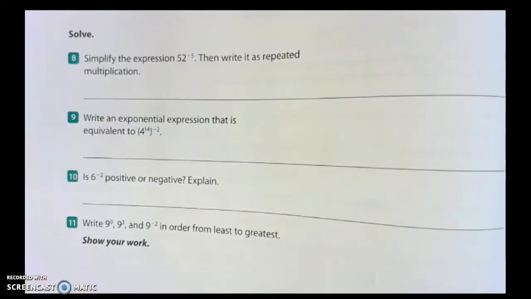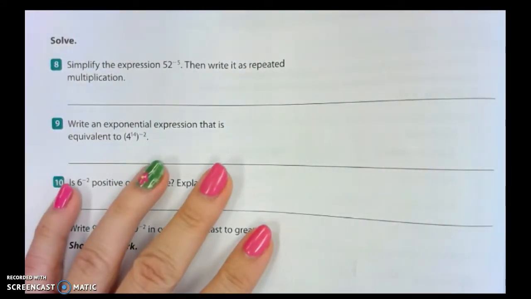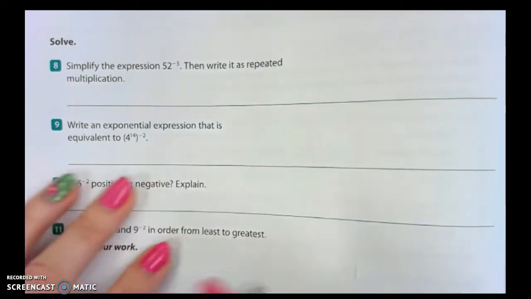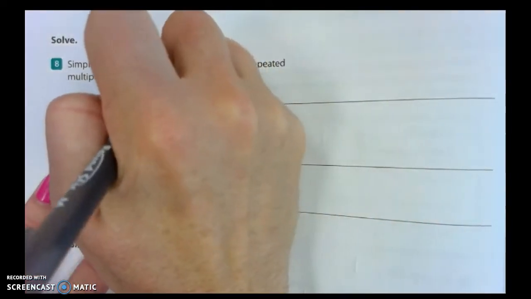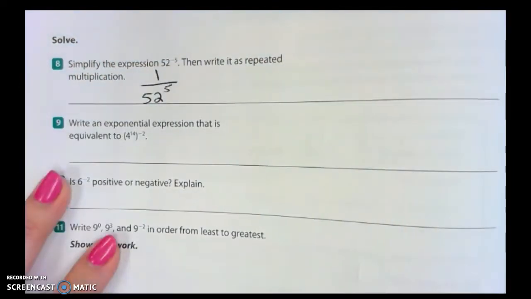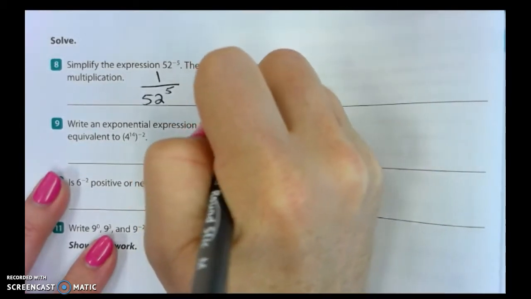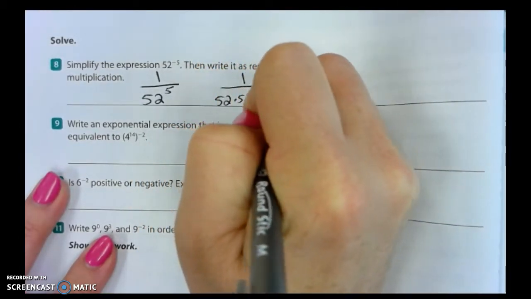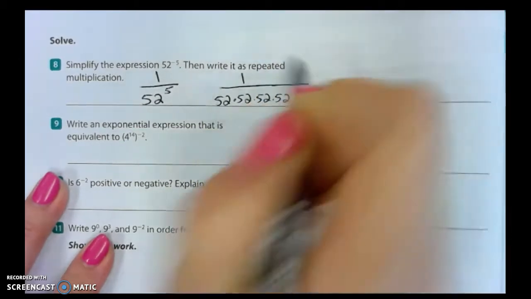Number 8, simplify the expression 52 to the negative 5, then write it as repeated multiplication. Simplify, they want you to get rid of that negative exponent. 1 over 52 to the positive fifth. And then as repeated multiplication, they mean expanded form. That would be 1 over 52 times 52 times 52 times 52 times 52. And that would be your answer.